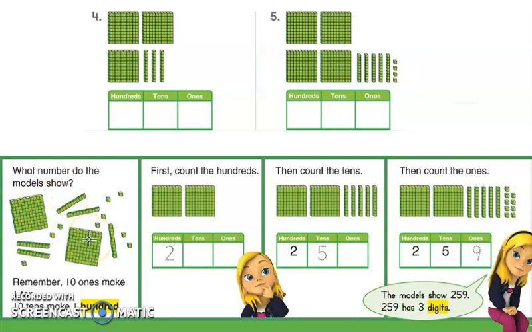In the prior video, we talked about the hundreds and how they are flats. We also talked about the longs that are the tens. Then we looked at the ones, which are the unit cubes. So we are going to use what we know so that we can count. I want to show you here how we have two flats and they represent the 200s.